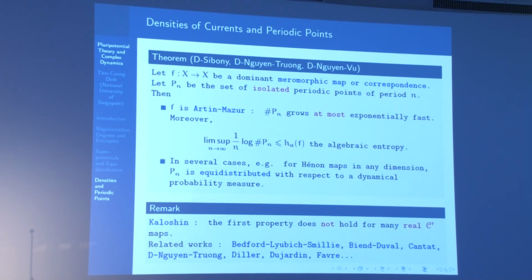It's very surprising, but it's true. We don't have anything like that in the case of complex dynamical systems, even if you accept singularities or consider correspondences. In many cases, for example for Hénon maps in any dimension, we can show that Pn is equidistributed with respect to some probability measure when n goes to infinity. So this is one example, for Hénon maps in any dimension. But there are many families of maps satisfying this property.